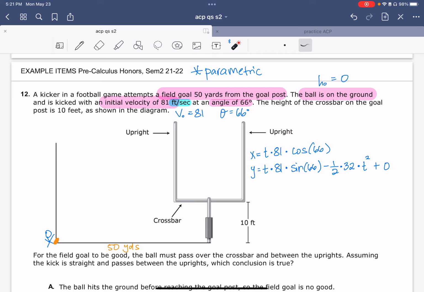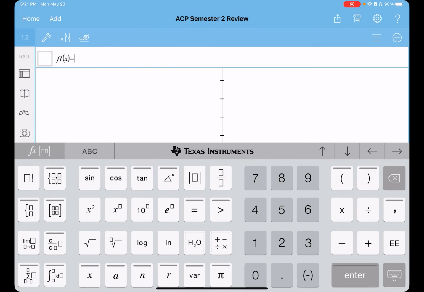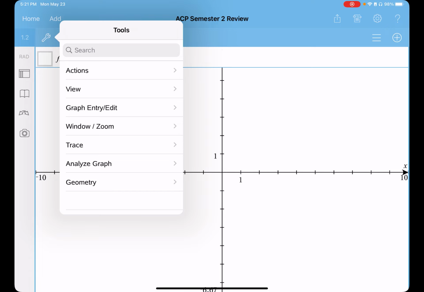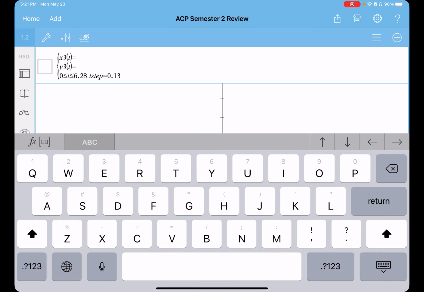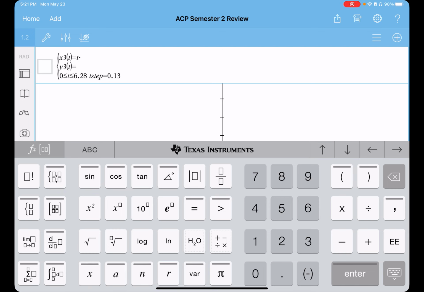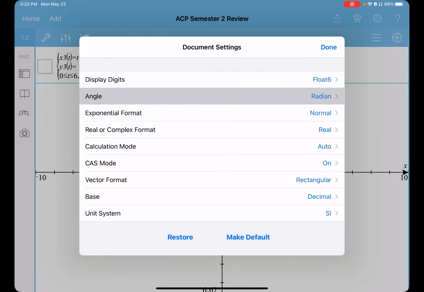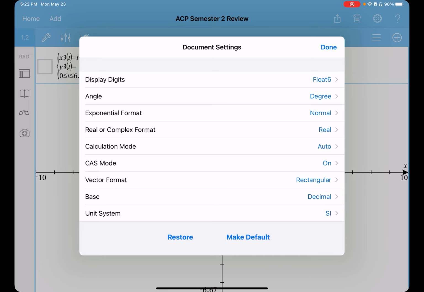So let's go to the calculator. You're going to open up a graph. Then you're going to do menu, graph entry, and then parametric. And in there, you're going to type exactly what we had in the packet. So T times 81 times cosine 66. Notice that 66 is in degrees. Go ahead and make sure that your calculator is in degrees. Right now, I was in radians. So your angle is in degrees. Make sure you're in degrees.